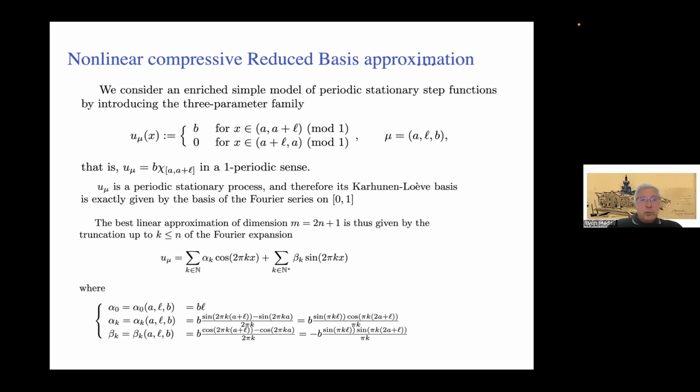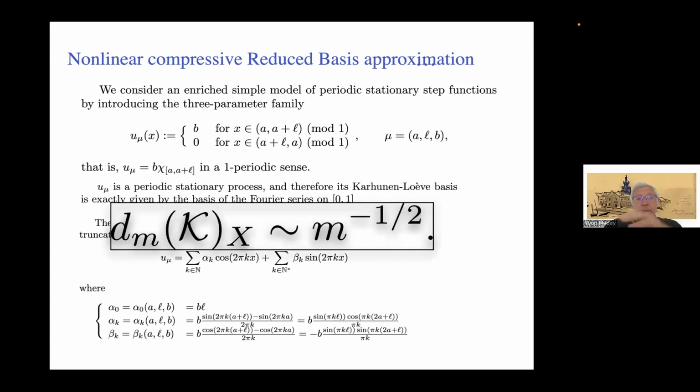So every u_mu can be represented, because it is a periodic function, like a Fourier expansion, but the Fourier expansion is the best, the most condensed one, and we can compute the coefficients with alpha 0, which is BL, and alpha k and beta k for every k, given by the expression below, where you see that the coefficients behave like 1 over k, roughly speaking, because the sine and the cosine are between 0 and 1 in absolute value, of course.